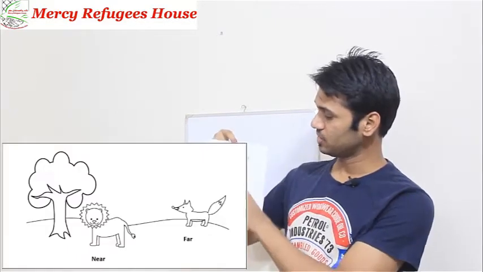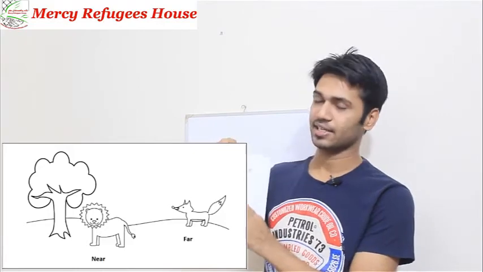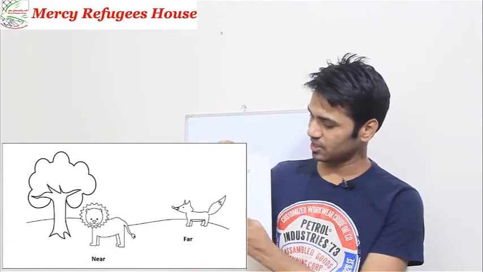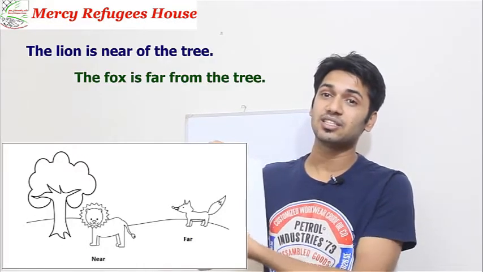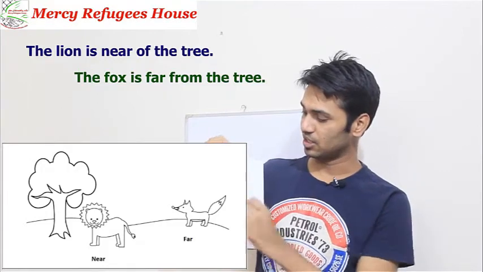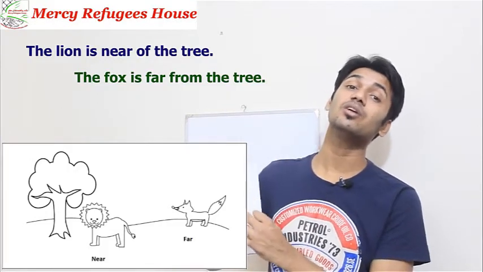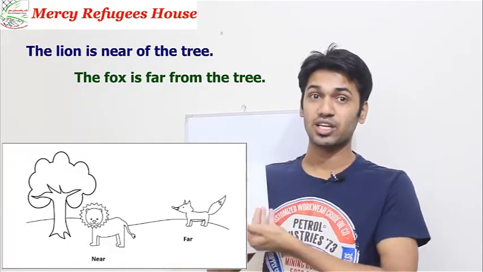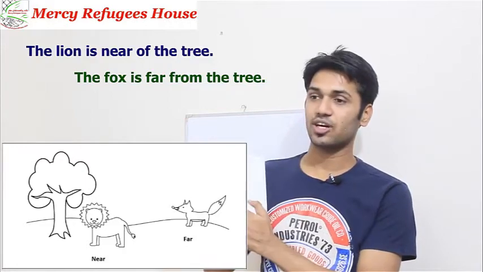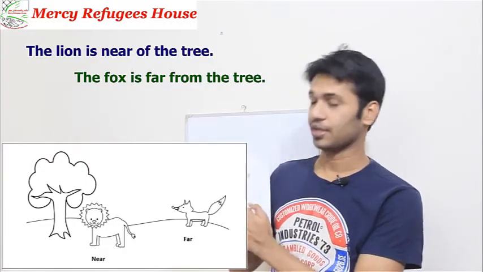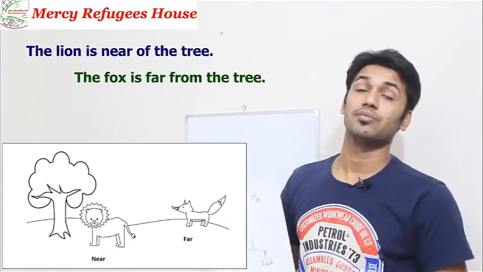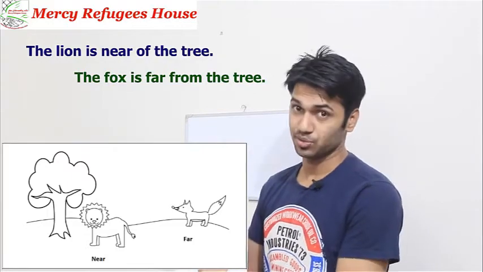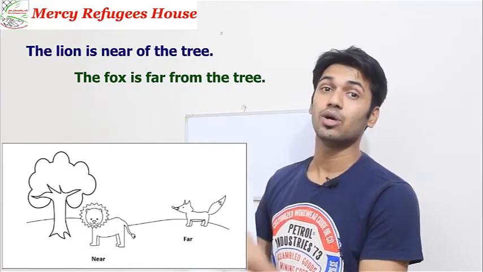Go to the next one. See, this is a lion and this is a fox. So which one is near? This one is bigger, and you can see this is near the tree, and this one is far from the tree. Now we are comparing between these two based on their position. This fox is far from the tree and this lion is near the tree. Based on the position, you are comparing between these two animals.